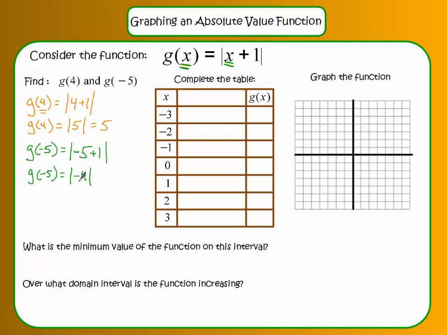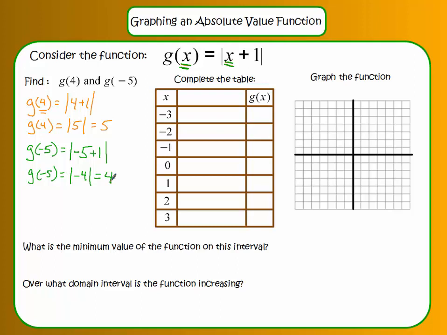It doesn't matter if we go left or right. It just matters how far away. A distance is always positive. So the absolute value of negative 4 is simply 4. So g of negative 5 equals 4.